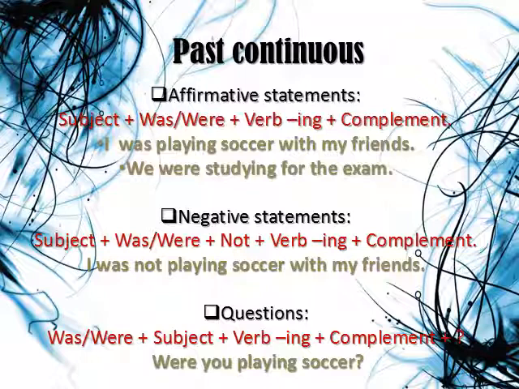When it comes to questions, we just do the inversion. We just change the places. We start first with verb to be in the simple past, then the subject pronoun, and then the verb plus ing. Of course, we don't forget the question mark at the end because it's so important.